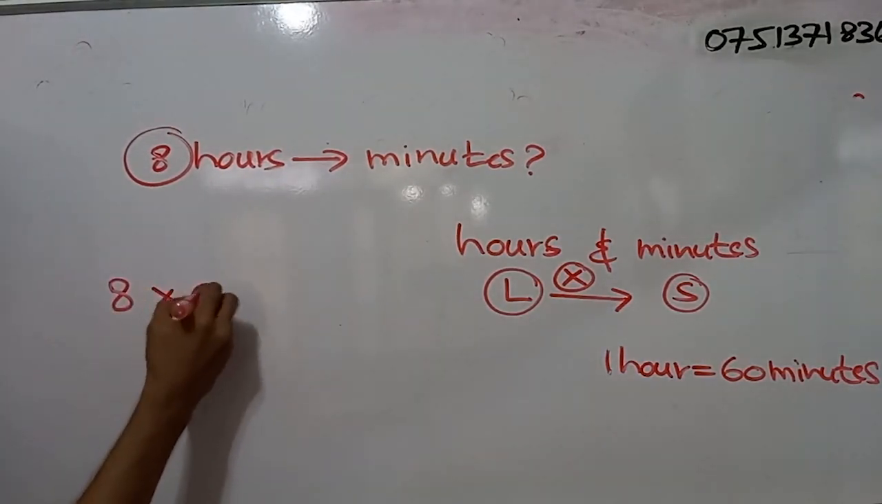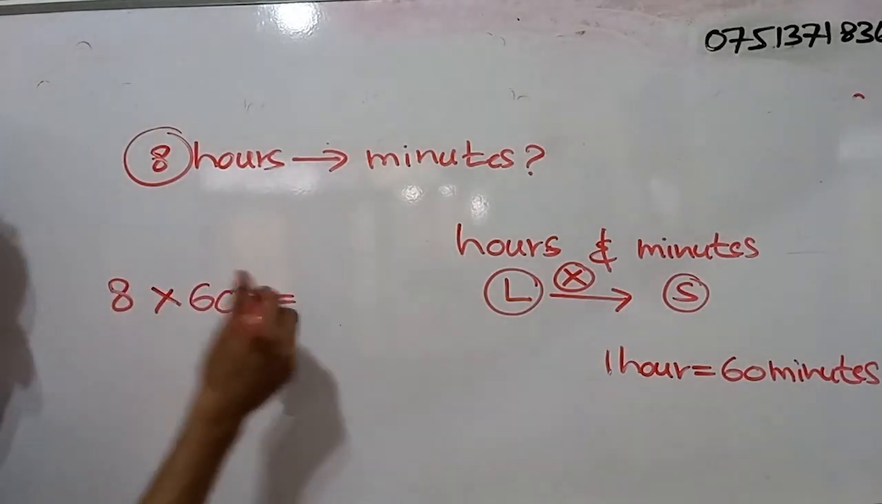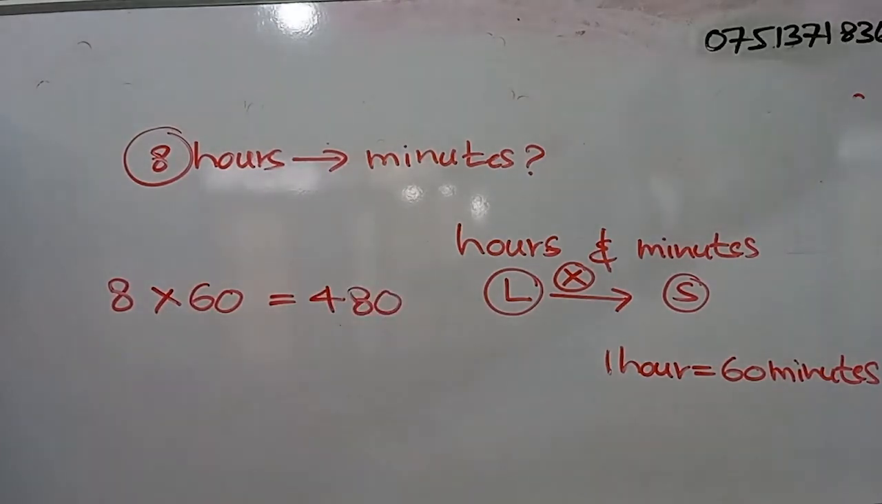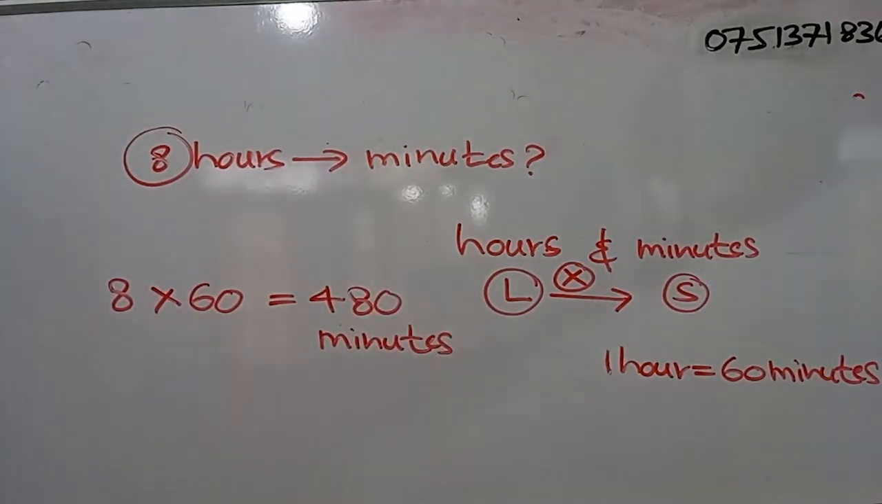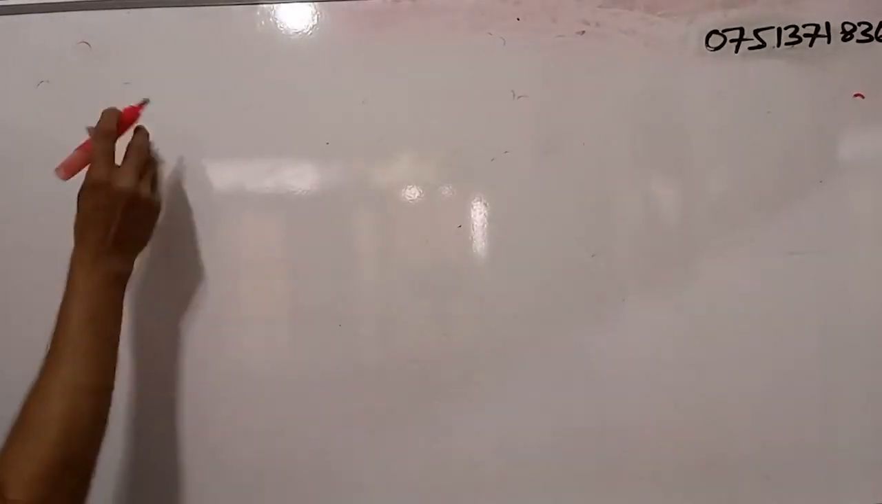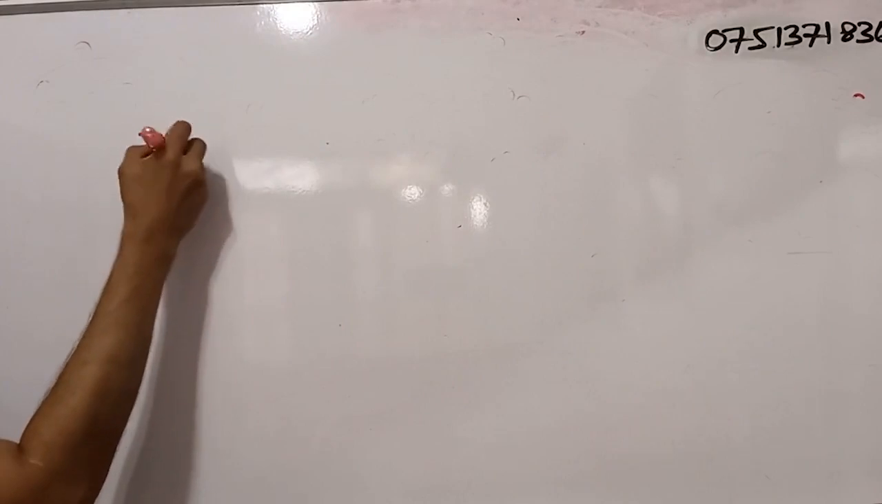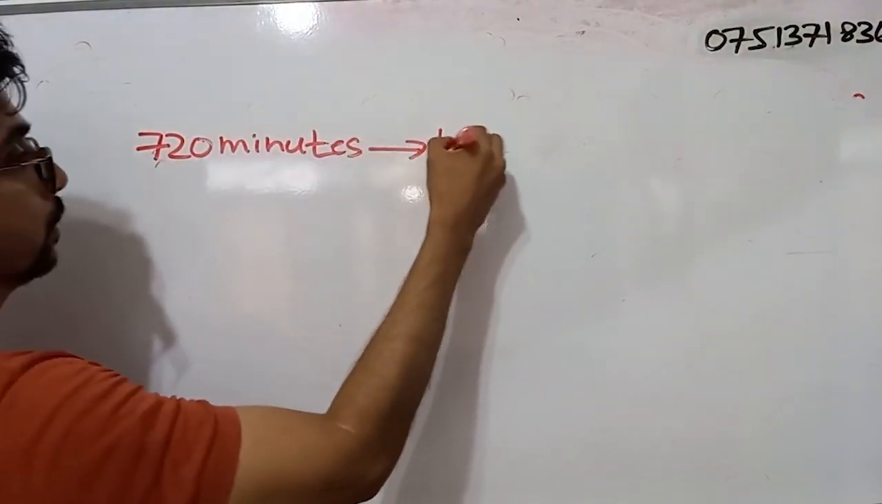So we have to multiply that by what? 60. Right? So 8 into 60, we know that is 480. But this is what? Minutes. 480 minutes. So now we will do the reverse. That means convert 720 minutes into what? Hours.